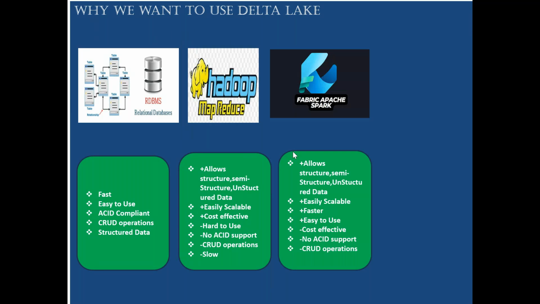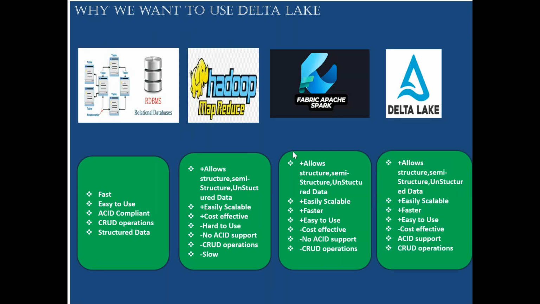So next, no ACID support, no CRUD operations are supported. Even though you are using Spark, you can't get ACID support and CRUD operations. That's where we go with Delta Lake. Delta Lake brings ACID support and CRUD operations along with the other options, allowing all types of data, including streaming data. It is easily scalable, faster, easy to use, ACID supported, and CRUD operations are supported, meaning on top of the files you have, you can make any updates, deletes, inserts.